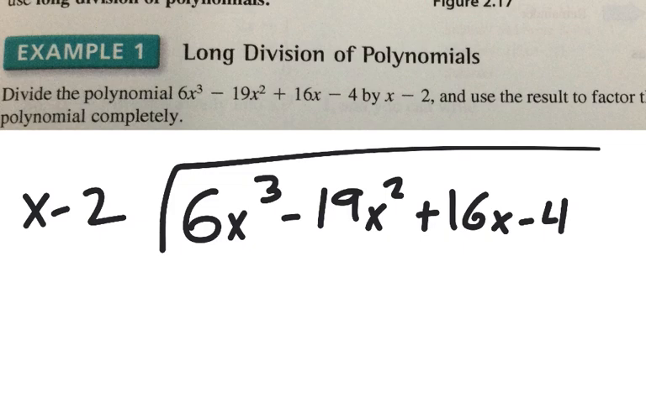Okay, so let's do it. We want the first term, x, to match the first term, 6x cubed. So how can I get from x to 6x cubed? I have to multiply by 6x squared.